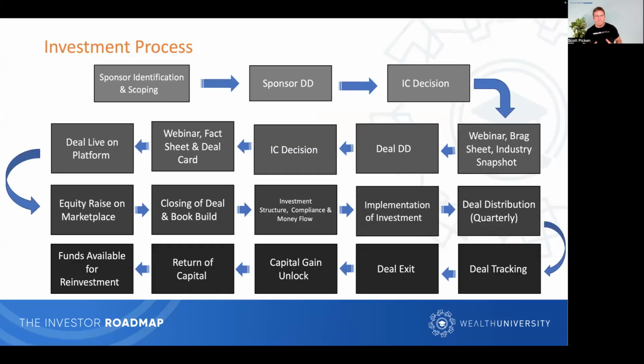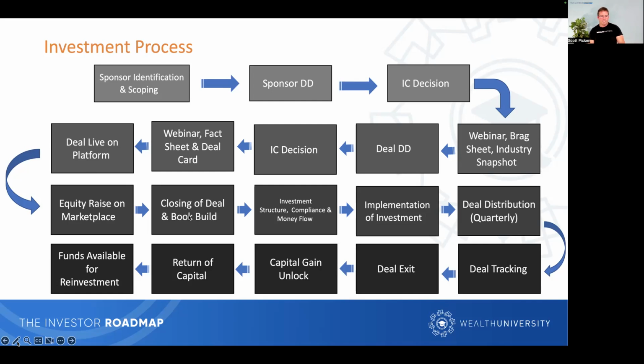So if you take that into a deeper level, this is the way we kind of work. So we scope and we look at who are the different types of partners that we would like to work with. Most often now, all of our partnerships come through relationships. We then do a due diligence on that partner. So it's all about choosing the partner first, and then the deal. We make a decision. We then do a due diligence on the deal. We make another decision. The deal then goes live on the platform. We start to raise on the platform.